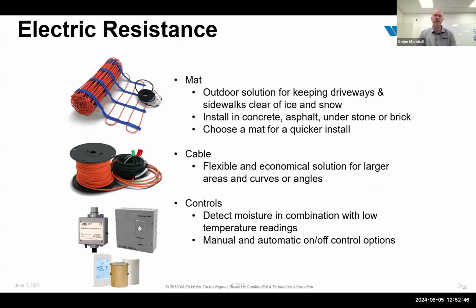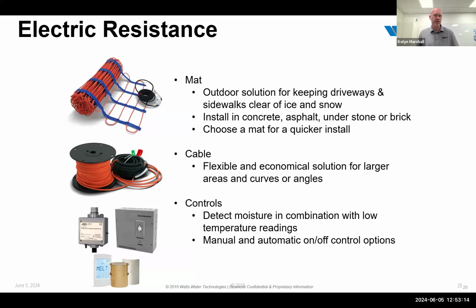On the electric side, you're dealing with mats and you're going to deal with cables. Those are the two primary types of product that you'll see. Mats have an advantage because the cable is pre-spaced. You just roll out the mat. It usually ends up being a faster installation. Ideal for squares and rectangular spaces where you're running straight out, you turn, you run straight back pretty quick.